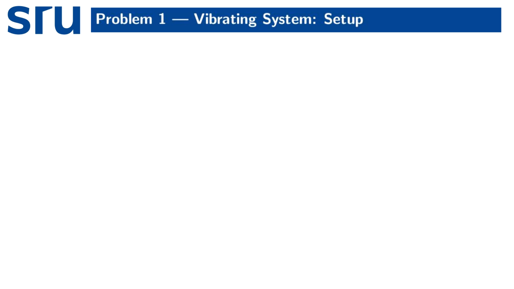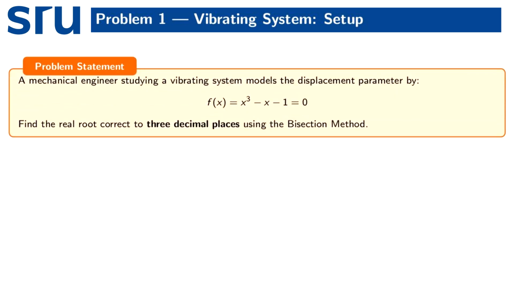Alright, now let us start with a practical problem based on the bisection method. This is important because this is the type of question you will see in the exams. Now let us carefully read the problem statement. A mechanical engineer is studying a vibrating system, and the displacement is modeled by the equation f of x equals x cubed minus x minus 1 equals 0. We are asked to find the real root correct up to 3 decimal places using the bisection method.